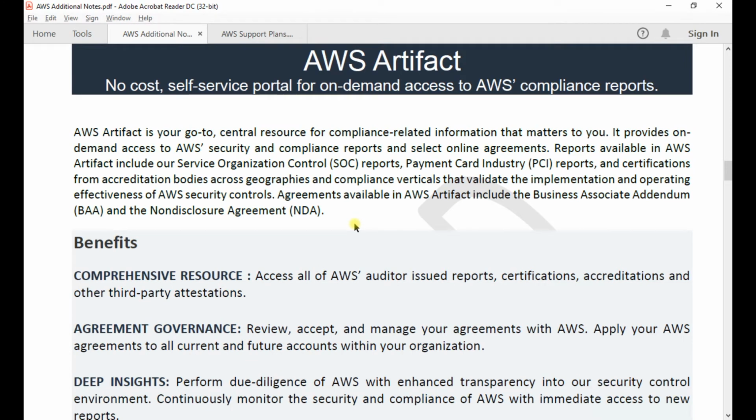Now, the next one is again a very, very important tool, which is Artifact. When I talk about Artifact, if there are any questions, please do ask me. What is this Artifact? Whenever you hear the word compliance, remember that in the exam or wherever you are, when the customer is talking about compliance reports, Artifact is the tool. What is compliance? Compliance means adhering to standards.